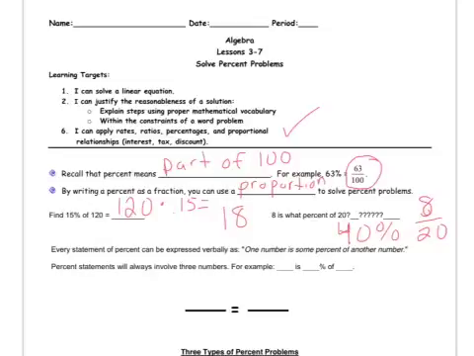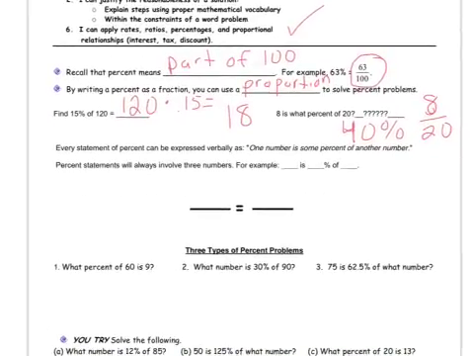But we could also use our little formula, is over of equals percent over 100, which you guys have probably done before. So every statement of percent can be expressed verbally. One number is some percent of another number. Percent statements always involve three numbers. For example, the number 10 is 50% of 20.